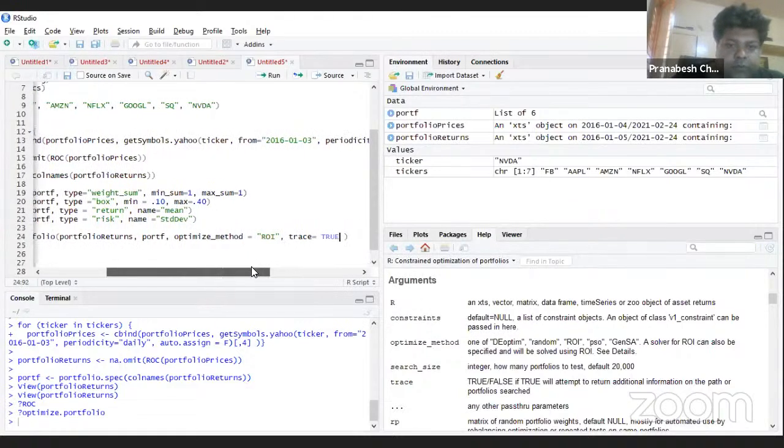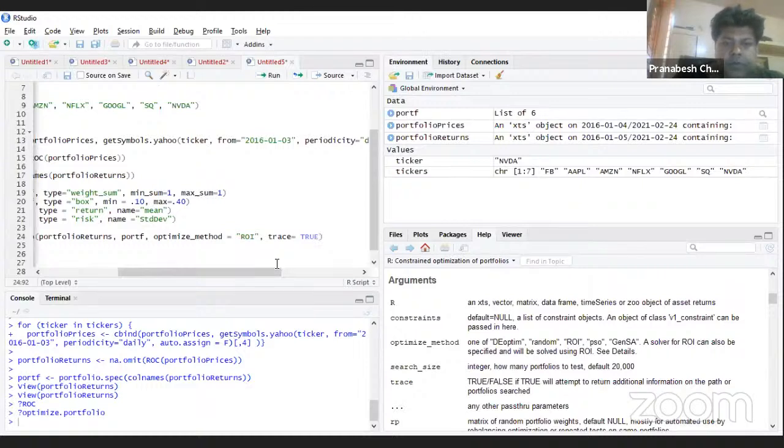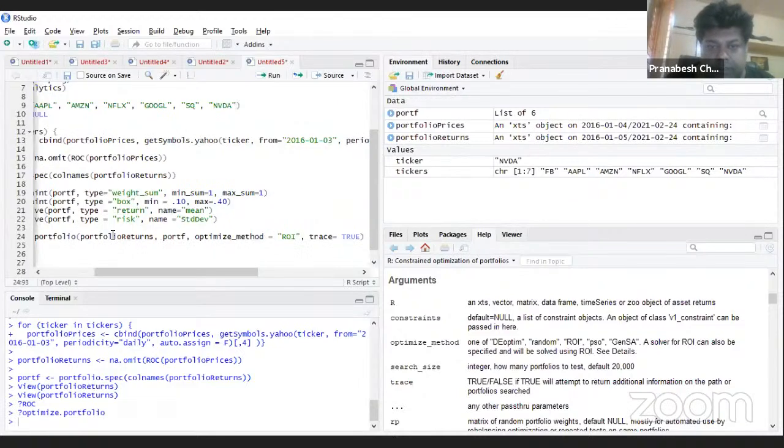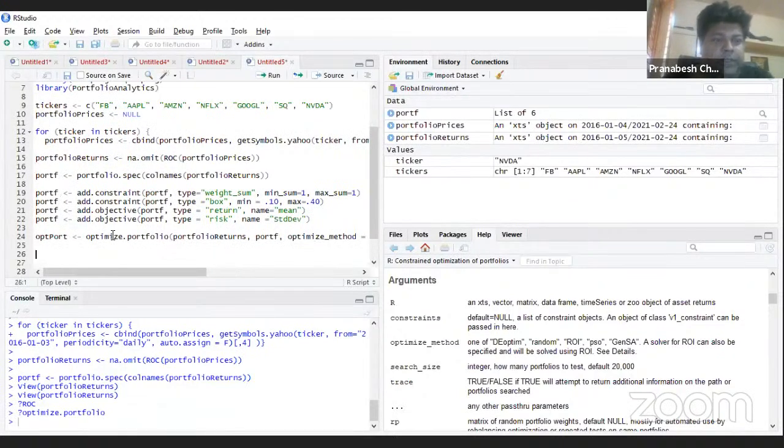Now trace equals true. What does it say, true or false? True will attempt to return additional portfolio searches. So we have invoked this function called optimize portfolio. And now let's see what it gives. Let's run it first and see whether we ran it up to here.